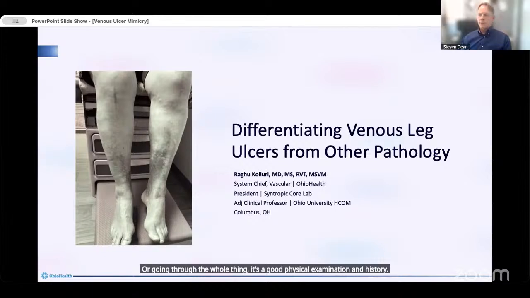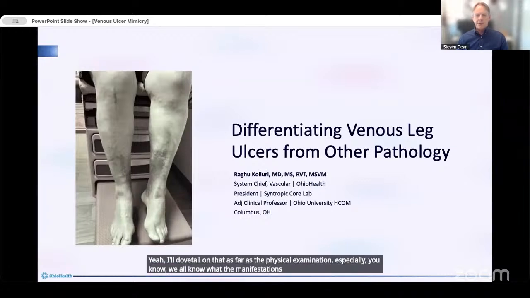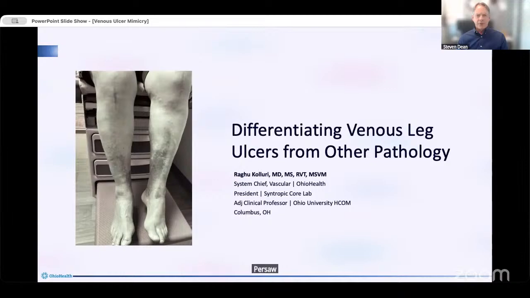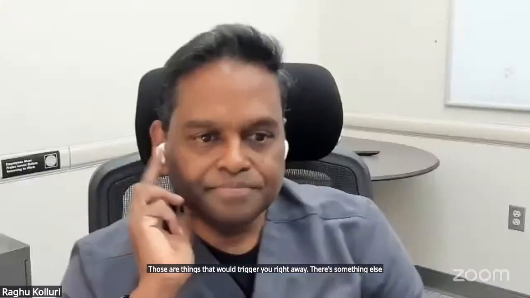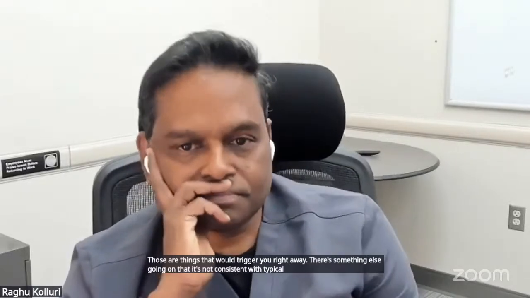Yeah, I'll dovetail on that as far as the physical examination. We all know what the manifestations are of chronic venous insufficiency, but if in any of those limbs you encountered livedo reticularis or livedo racemosa, or you saw the petechiae like Raghu said, those are things that would trigger you right away. There's something else going on, that it's not consistent with typical venous stasis.